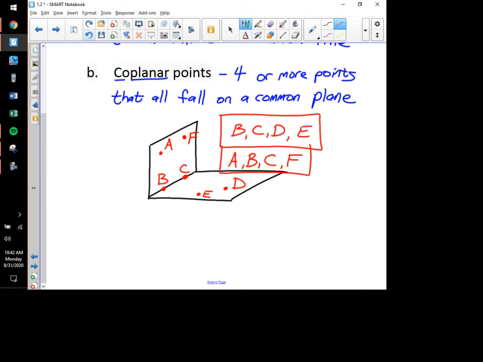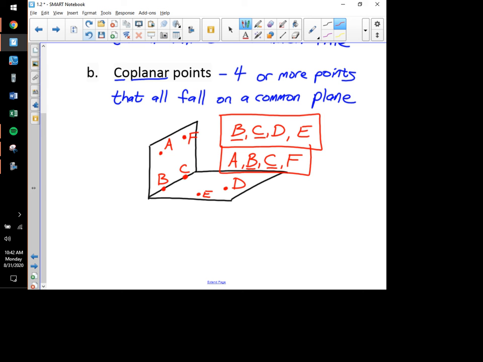Now, this is not meant to confuse you guys here, but I do want to point out that points B and C are present in both of these lists here, guys. And that's because B and C are located directly on the fold between these two planes, and that means that those points are parts of both planes together.